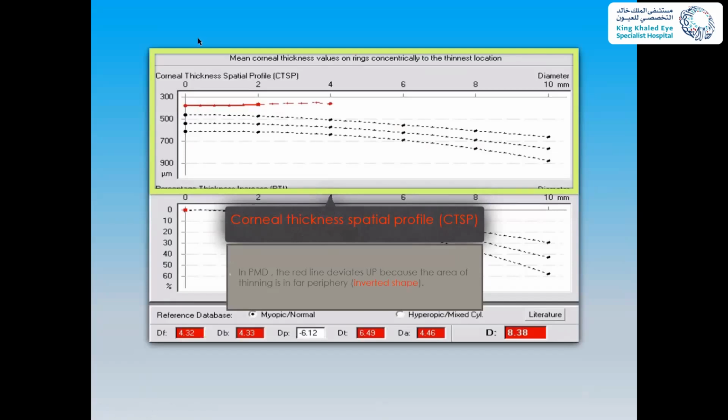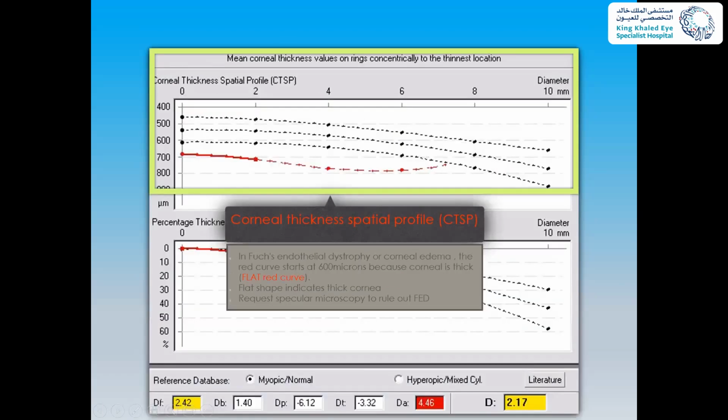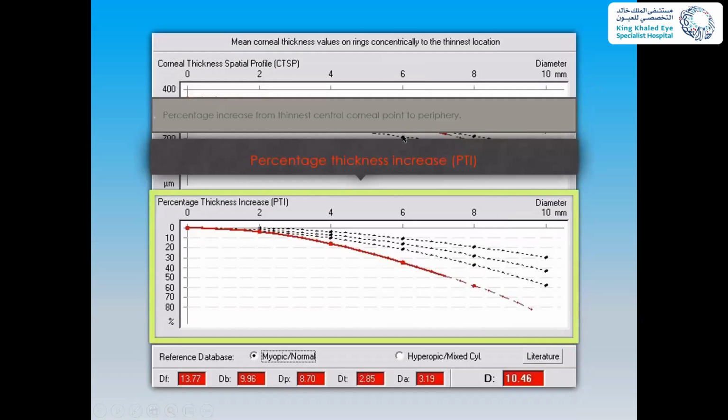So in PMD, you can see it is going up because the area of thinning is not in the center, it goes towards the periphery. And again, in Fuchs, the same thing can happen. So the thickness starts thicker at the periphery. So it goes the opposite way.